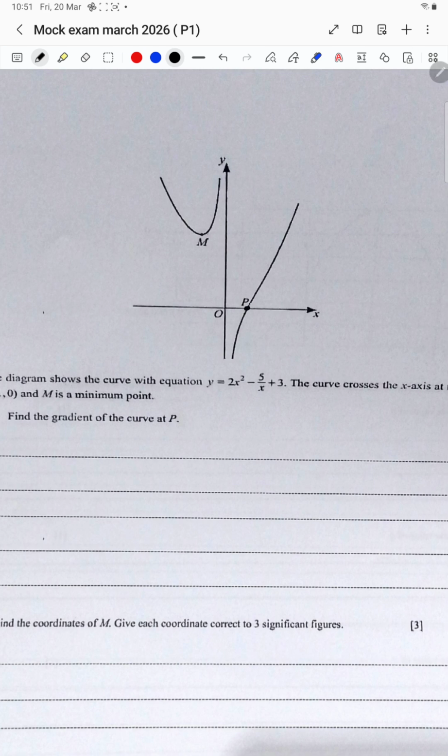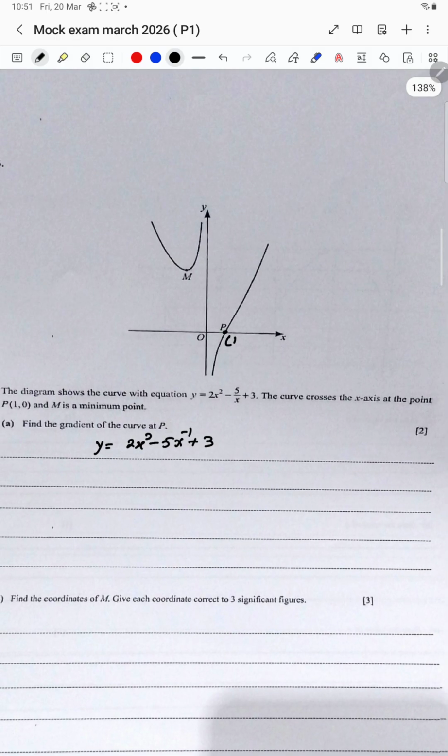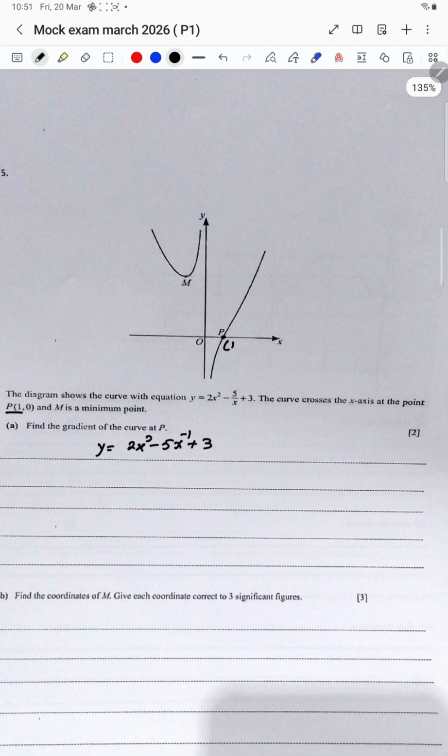First we have to calculate the gradient of the curve. You are given the curve y equal to 2x square minus 5 by x, which can be written as 2x square minus 5x power minus 1 plus 3. Here you can see P has coordinates 1 comma 0. For this you need to find dy by dx, differentiating with respect to x. I will get 4x plus 5 by x square, and 3 becomes 0.